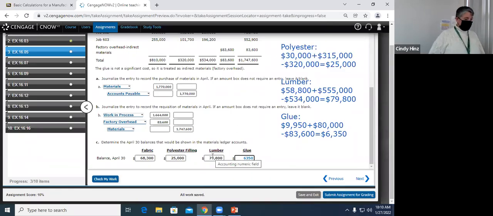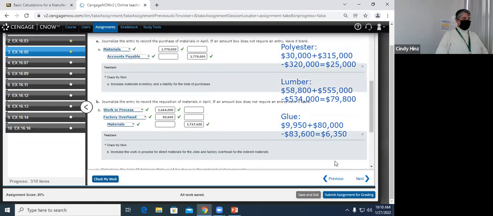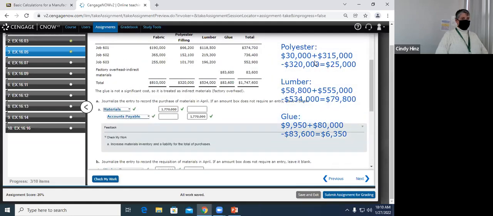So you should have found the totals. I have the formulas here on the screen in case you needed to see those. But the ending balances for the polyester filling should be 25,000, for lumber 79,800, and for glue 6,350. The formula again, beginning balance plus purchases minus use or requests or requisitions gives us our ending balance. Now I'll go ahead and put my green check marks in there. Any questions before we move on?